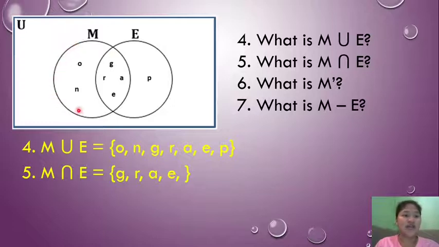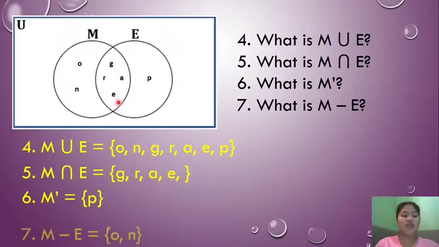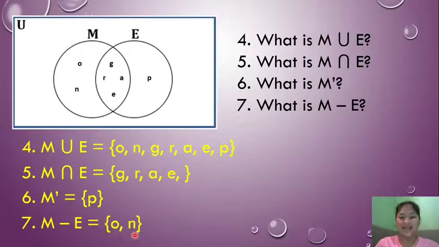So if this is set M, alin po dito ang nasa universal set na wala sa kanya? And the answer is letter P. And for the last question, question number 7, what is M minus E? So if this is set M, we are going to subtract set E. So mawawala po si G, R, A, and E. And the remaining letters would be O and N.